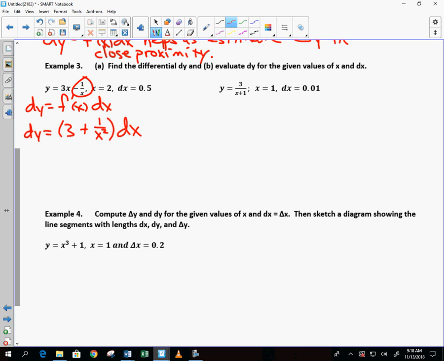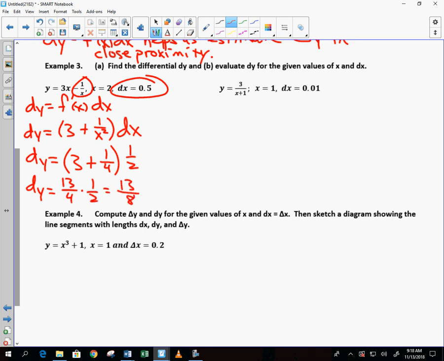So we're going to estimate delta y. We're going to estimate the change in the function given the change in x. Okay? So dy is equal to, if x is 2, I plug in 2 for x, so 3 plus 1 over 4 times 0.5, or 1/2. Or dy is equal to 3 plus a fourth, 13 over 4, times 1/2 is 13 over 8.